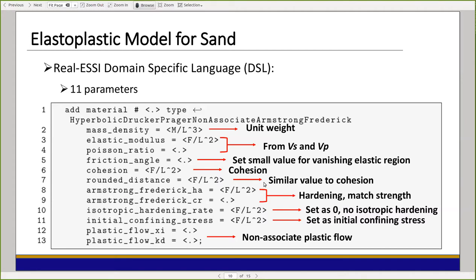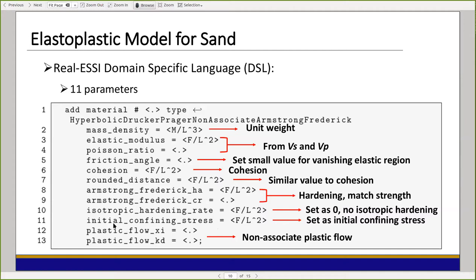we usually set as a similar value to the cohesion, but generally it should be a little bit smaller than the cohesion. And also we need to calibrate this Armstrong-Frederick HA and CR parameter to quantify the hardening behavior, and we're going to calibrate this parameter to match the pressure-dependent strength of the soil. And also we're going to set 0 for the isotropic hardening rate.